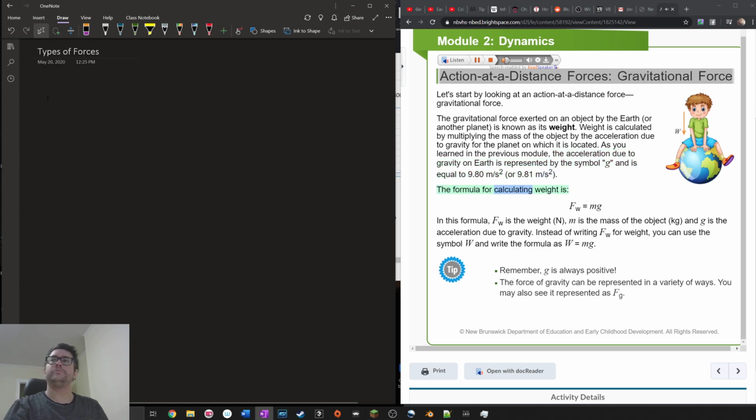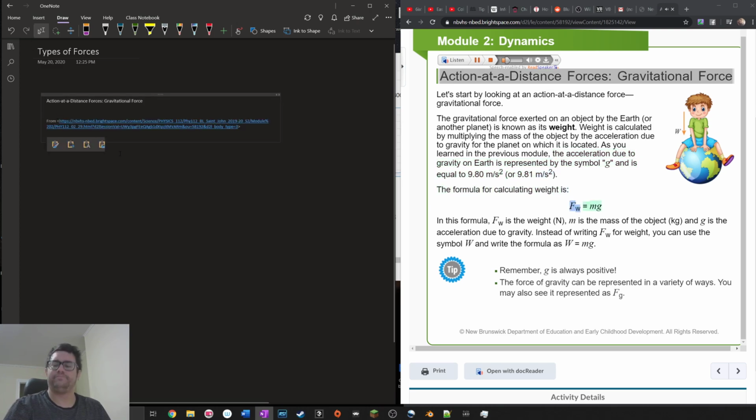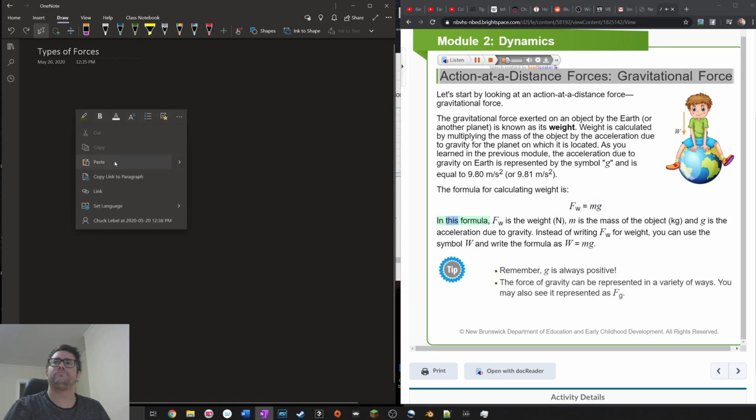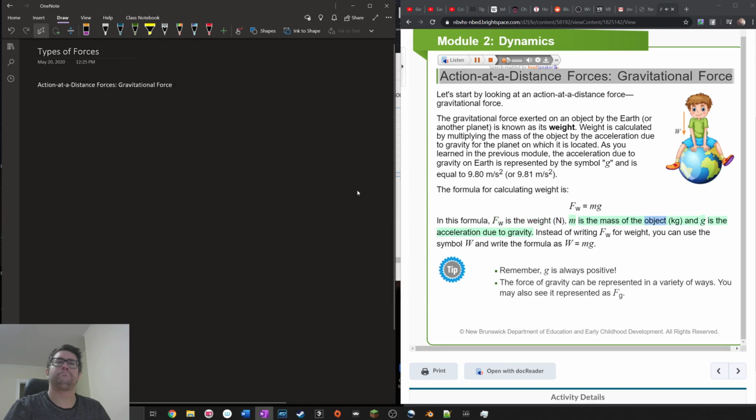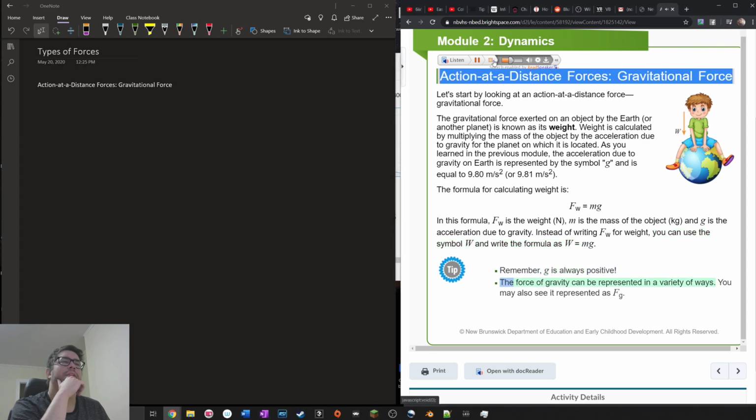The formula for calculating weight is Fw equals mg. In this formula, Fw is the weight in newtons, m is the mass of the object in kg, and g is the acceleration due to gravity. Instead of writing Fw for weight, you can use the symbol W and write the formula as W equals mg. Tip: remember, g is always positive. The force of gravity can be represented in a variety of ways. You may also see it represented as Fg.